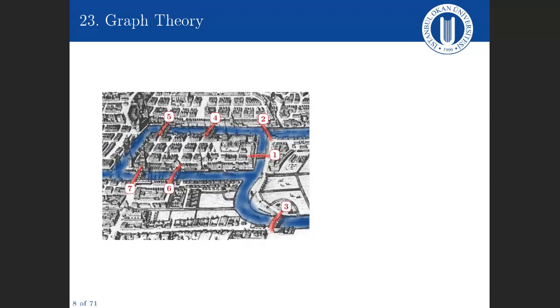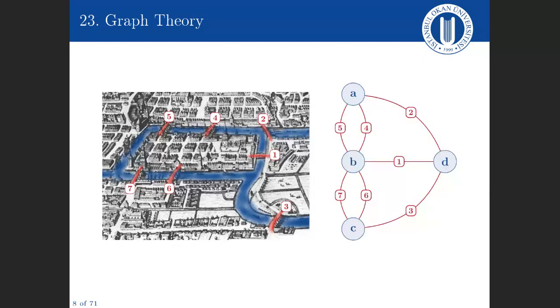What Euler did was he realized that the streets and the buildings don't matter. All that matters are the bridges and the land masses. So instead of a picture like this, he could think of it as a picture like this. There are four land masses labeled A, B, C, and D, and seven bridges. For example, bridge number one connects B to D, bridge number two connects A to D, etc. Euler realized that instead of studying the picture on the left, he could just study the picture on the right.